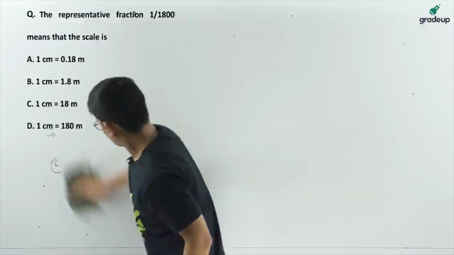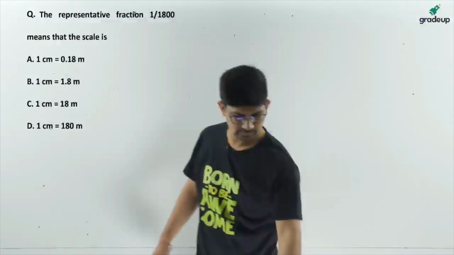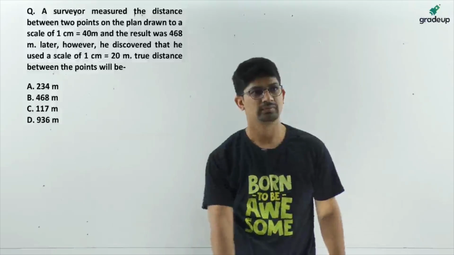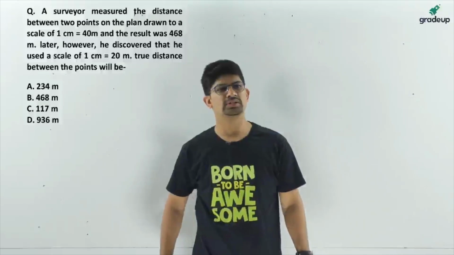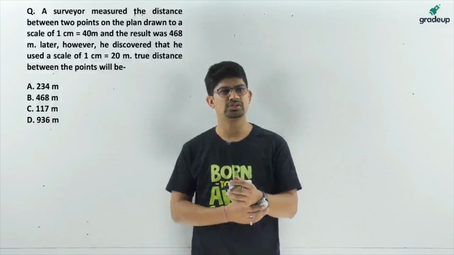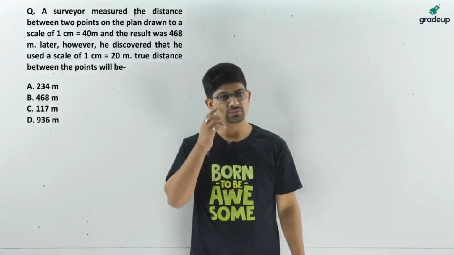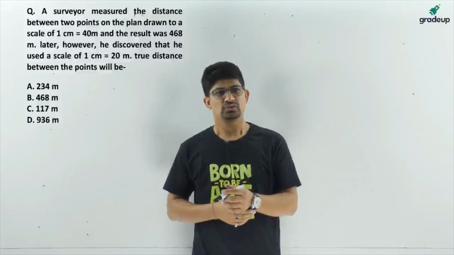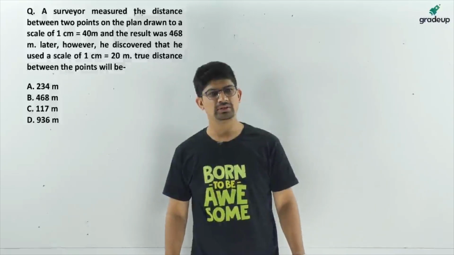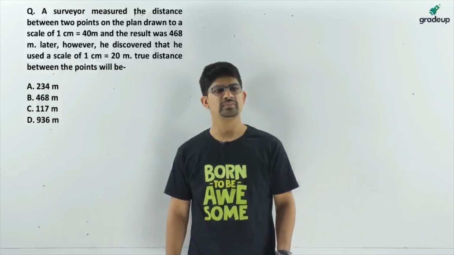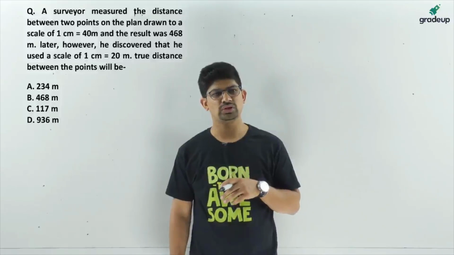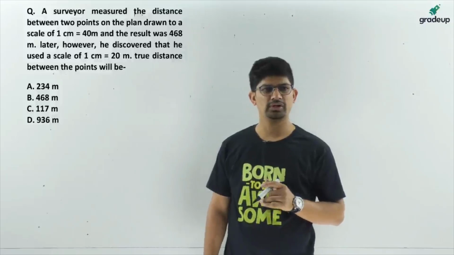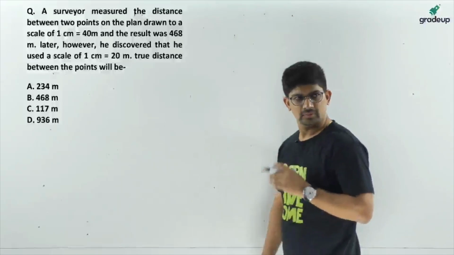Right. So this is the first question, okay. Second question. Now a surveyor measured the distance between 2 points on the plan drawn to a scale of 1 centimeter is equal to 40 meter, okay. The result was 468 meter. Later, however, he discovered that he used a scale of 1 centimeter to 20 meter. So true distance between the points will be, okay.